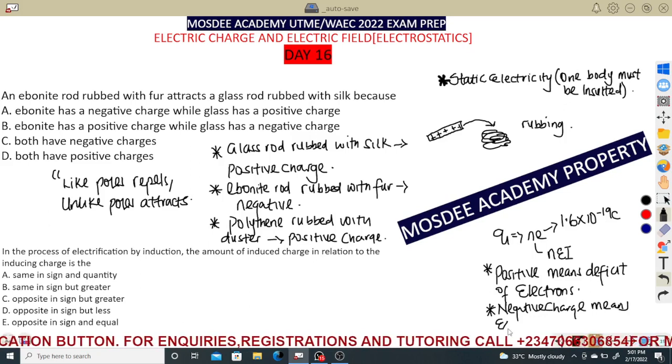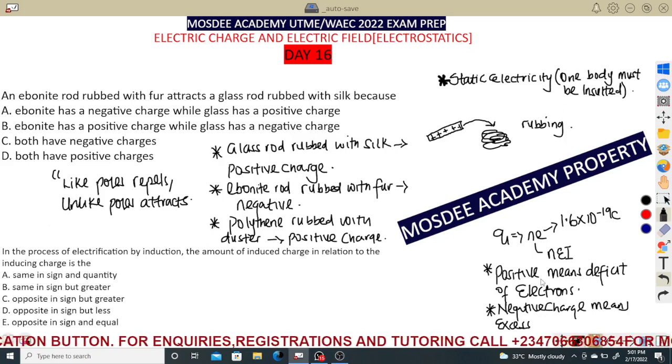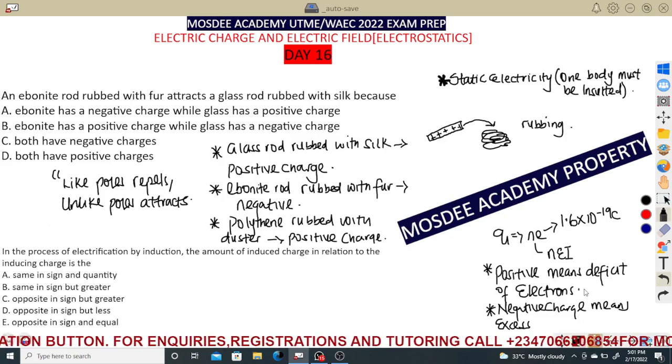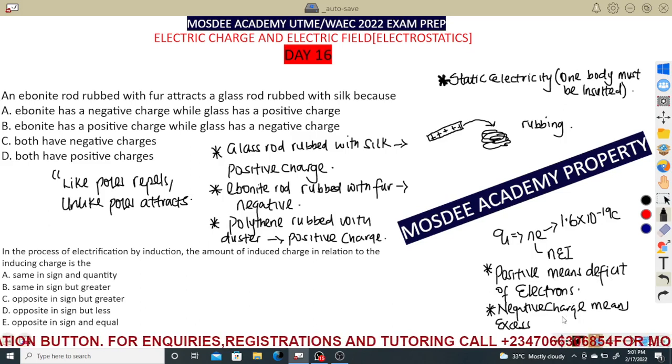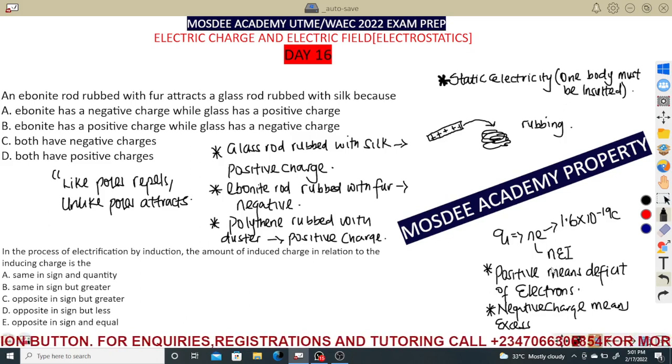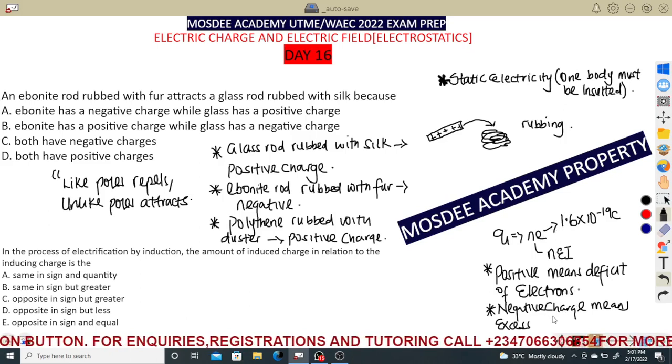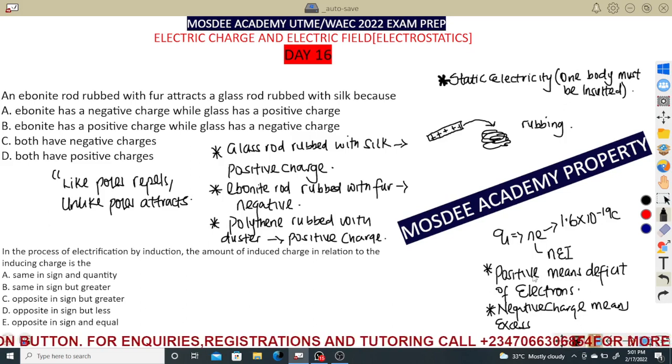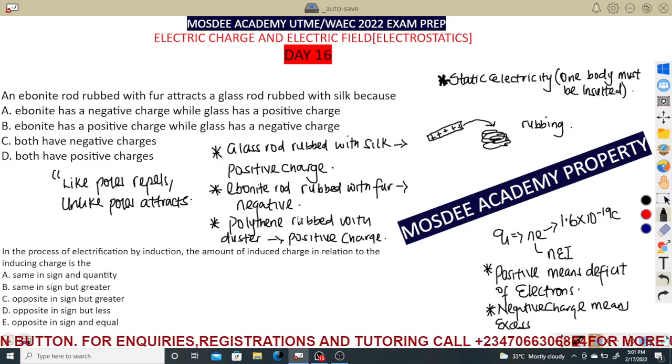So now you can also define in terms of proton; it will just be the opposite of this. Positive means excess of proton, and negative means deficit of proton. So careful, electron is negatively charged, and that is why when you have negative charge, it means excess of electron. I hope you understand. So charges are quantized. Always keep that at the back of your mind.